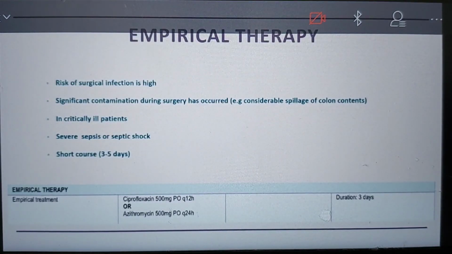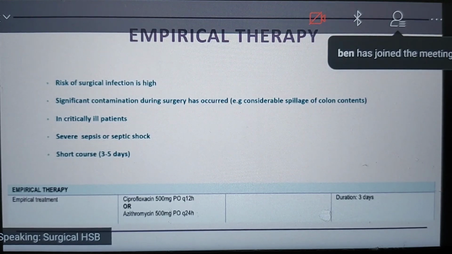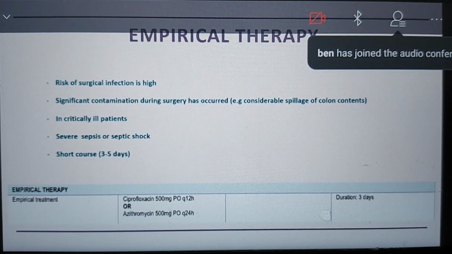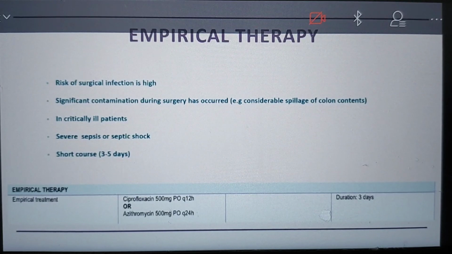The next one is empirical therapy. We use empirical therapy when the risk of surgical infection is high and significant contamination during surgery has occurred, for example considerable spillage of colon content. We also use empirical therapy in critically ill patients with severe sepsis or septic shock. Empirical therapy we usually give only for a short course of 3 to 5 days. Examples are oral ciprofloxacin or azithromycin.